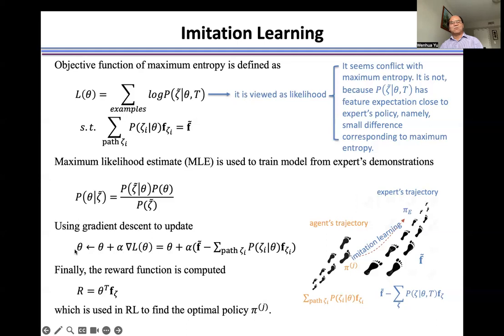Once we get this convergent state, we can use it in the R formulation to calculate the reward function R. Once we get this R from maximum entropy inverse reinforcement learning, we can use this R in reinforcement learning to find the optimal policy pi.